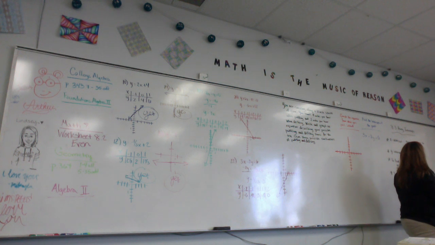When you have an x-intercept, that means it's the place where the graph crosses the x-axis. So it crosses the x-axis. That's your x-intercept.